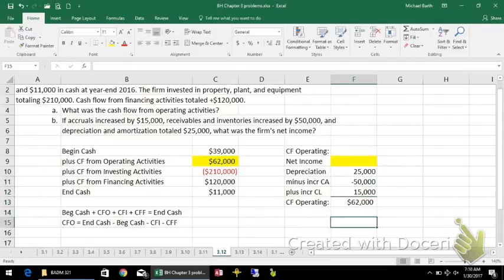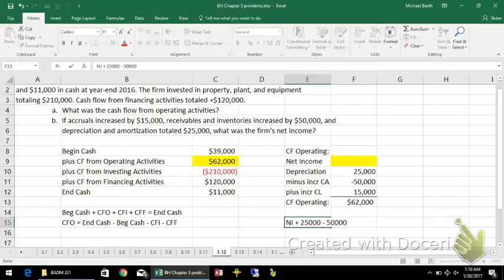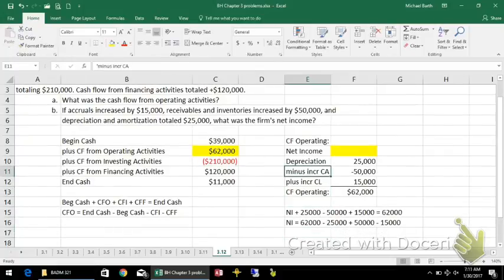And net income plus 25,000 minus 50,000 plus 15,000 have to be equal to 62,000. Then the net income would be equal to the 62,000 minus 25,000 plus 50,000 minus 15,000. All right. So I go through my algebra.